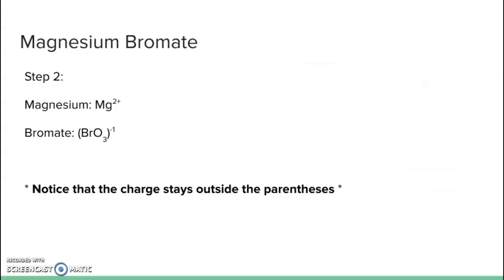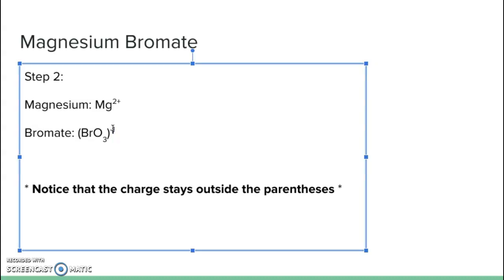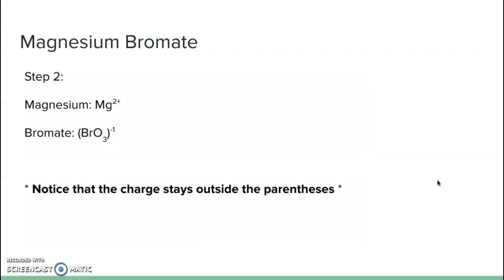The extra step is to put parentheses around my polyatomic. So when I do that, I put parentheses around my BrO3. However, notice that my charge stays outside. That is because that charge, the -1, is what is going to change.